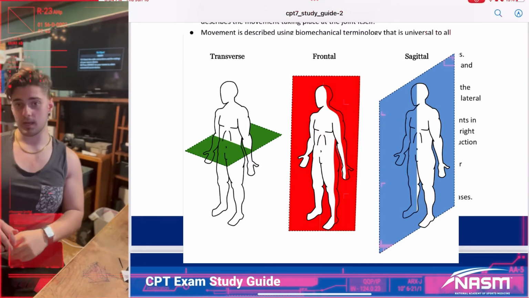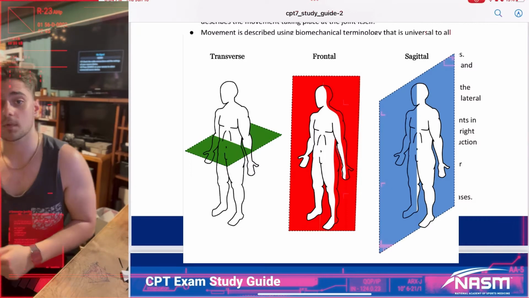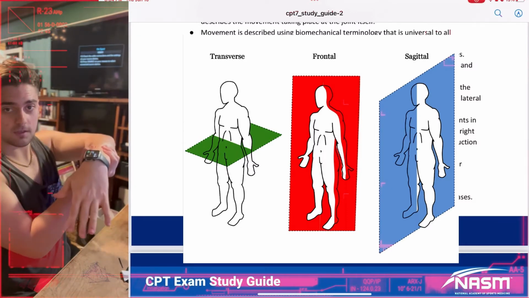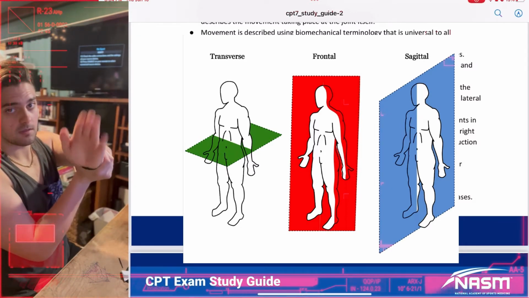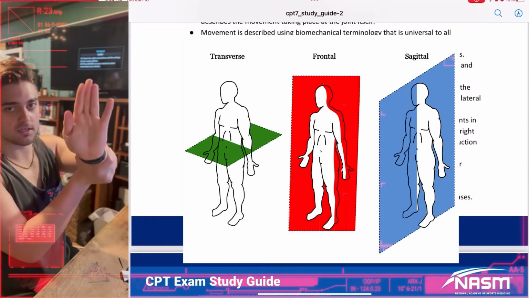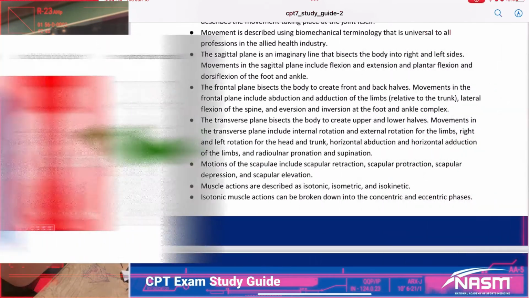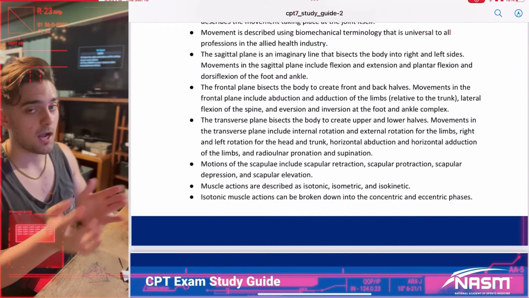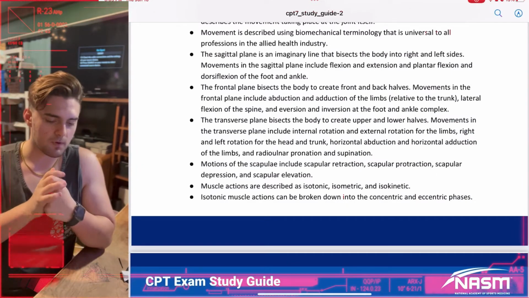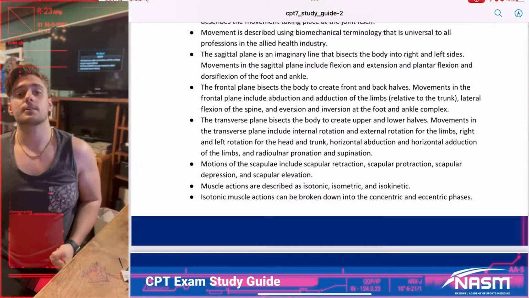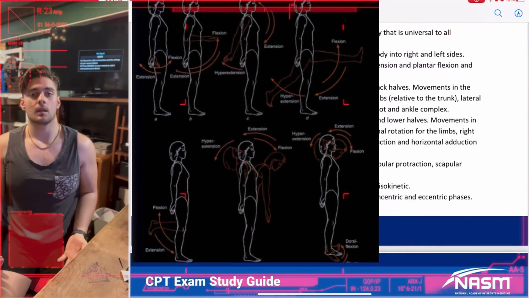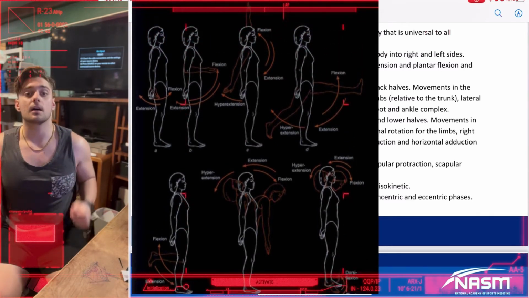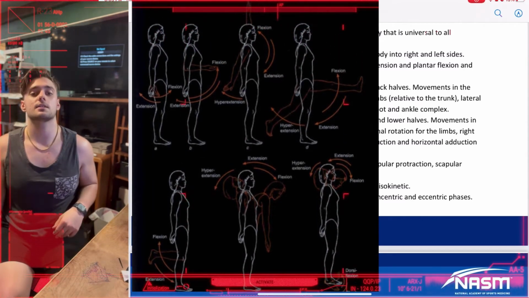Dorsiflexion, which is bending your foot. I don't really want to show my foot. Moving your foot like this. Plantar flexion and dorsiflexion are both examples of movements in the sagittal plane. A good way to remember that, I've heard, is imagine you're in a really tight doorway. What movements could you do? You could do bicep curls. You could do leg extensions.